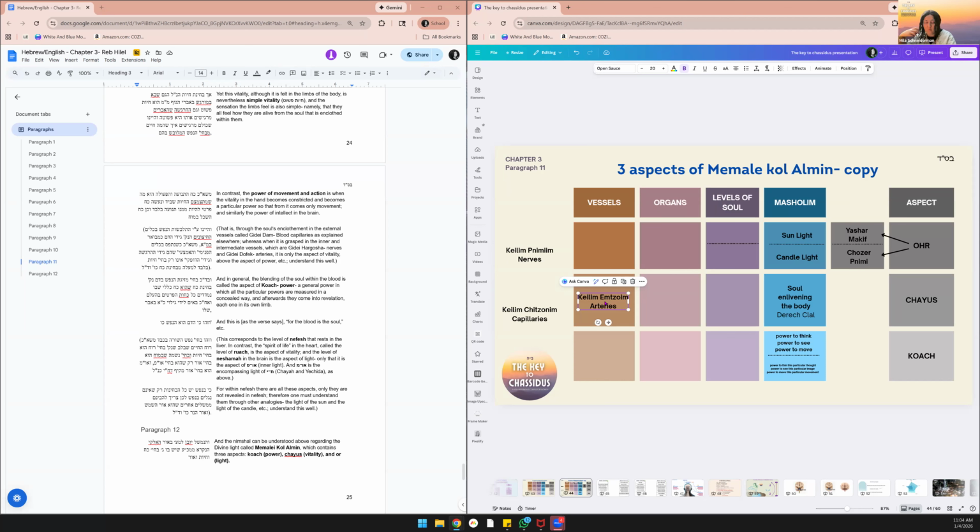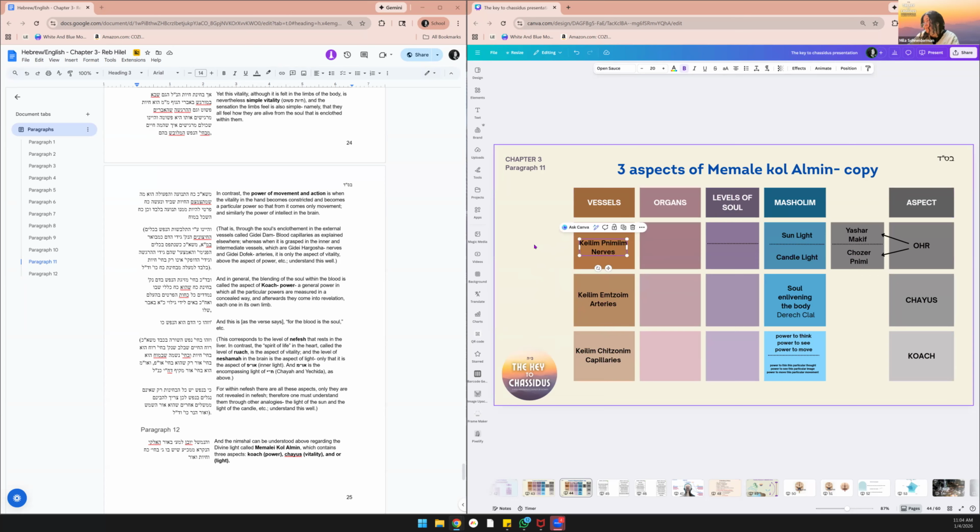So who controls all that? What organ makes that differentiation? It is the liver. Okay, so we're going to put them here. Kelim chitzonim here, kelim emtsayim here, and kelim pnimim are right here. Okay, so nerves would make more sense. Now, we're also going to be differentiating them by organs. The kelim chitzonim is more on the level of koach. The kelim emtsayim, arteries, are chayus, and nerves are or, the light.